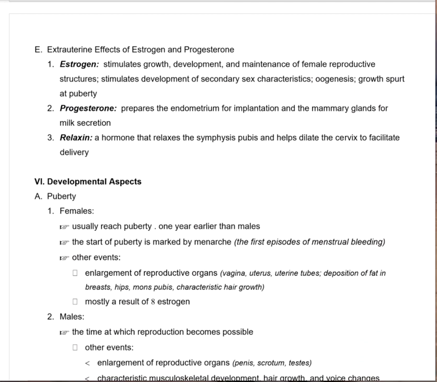Okay, we're on our last page here. So we want to look at what are the extrauterine effects of progesterone and estrogen, because we've now highlighted everything that it does for the ovary and for the uterus. So estrogen is going to grow, develop, and maintain female reproductive structures. So estrogen levels throughout our life maintain female growth and development during puberty, and then maintain female reproductive structures. It also stimulates secondary sex characteristics, and we already know it does oogenesis, so I'm just adding other ones here. And it also does the growth spurt at puberty, along with growth hormone.